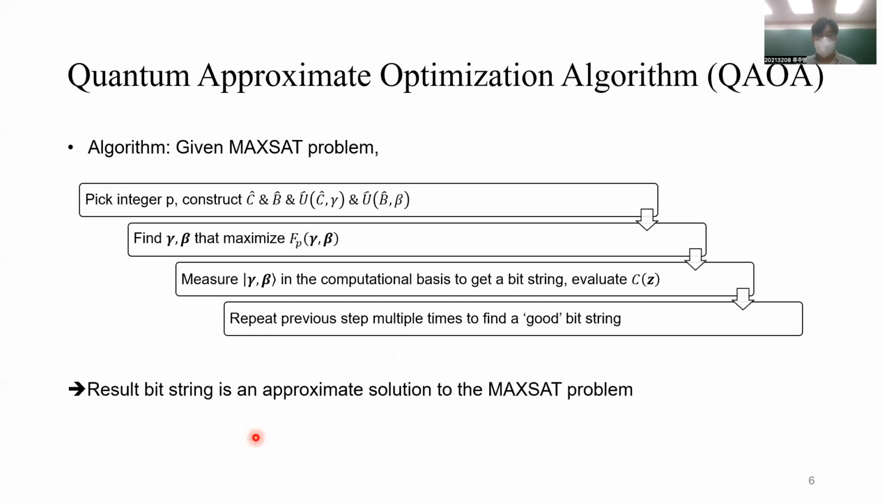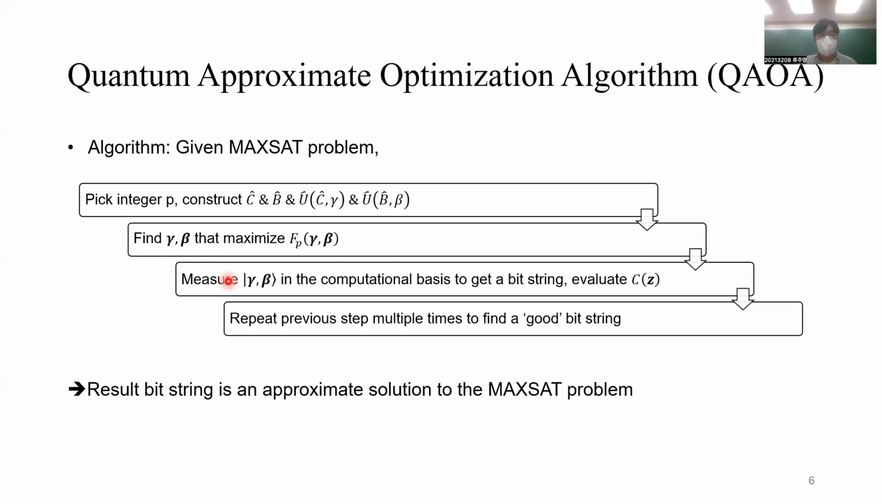Then we can create an algorithm to find an approximate solution to a combinatorial problem. Let's say that we have a Max-SAT problem. Then we can pick an integer p. Then we can construct the C and B Hamiltonians, and from these we can create the rotations caused by these Hamiltonians, U_C and U_B. Using this, we can find the gamma and beta values that maximize this F_p value, and so this will give us our M_p.